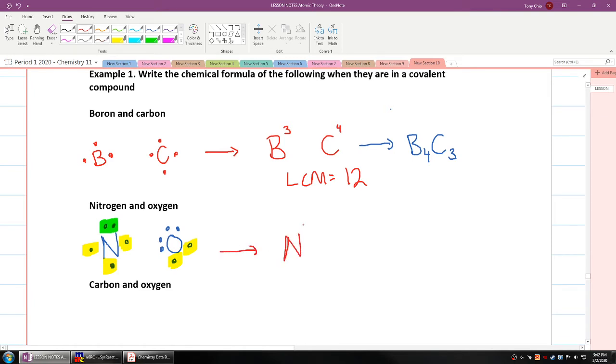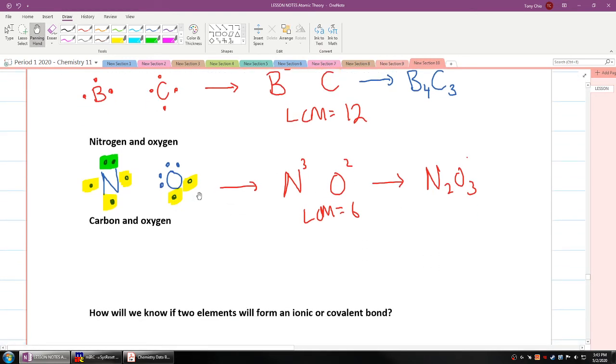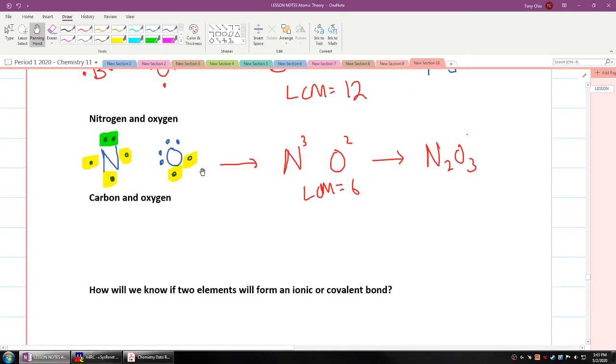So what's going to happen? You have nitrogen and you have oxygen. The LCM this time is going to be 6. So you're going to form, in this case, 2 nitrogens and 3 oxygens. So you form dinitrogen trioxide. Now I know nitrogen and oxygen will form other types of compounds, and that is due to other reasons involving double bonds and triple bonds, but that will come into play later on.